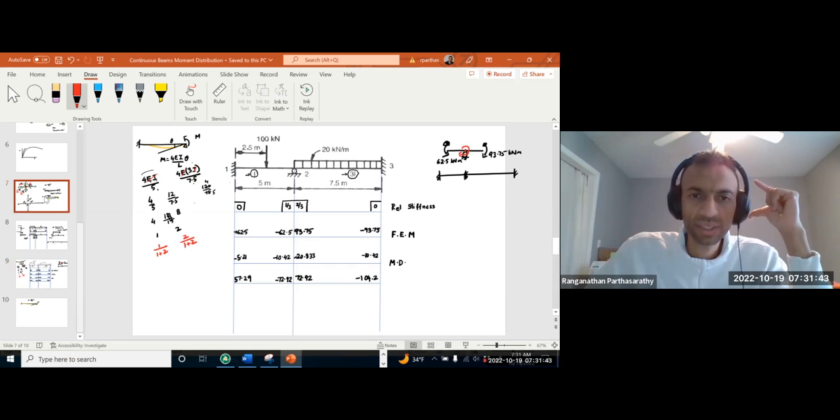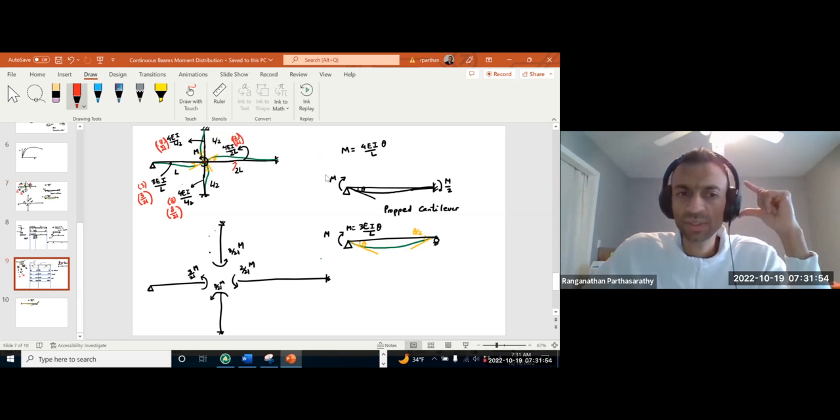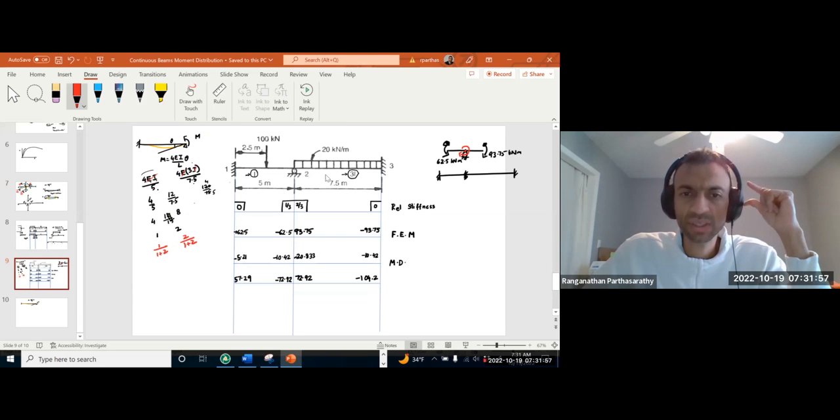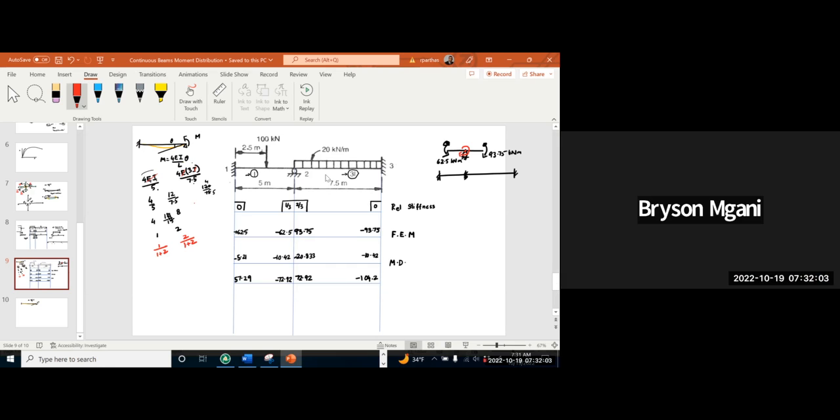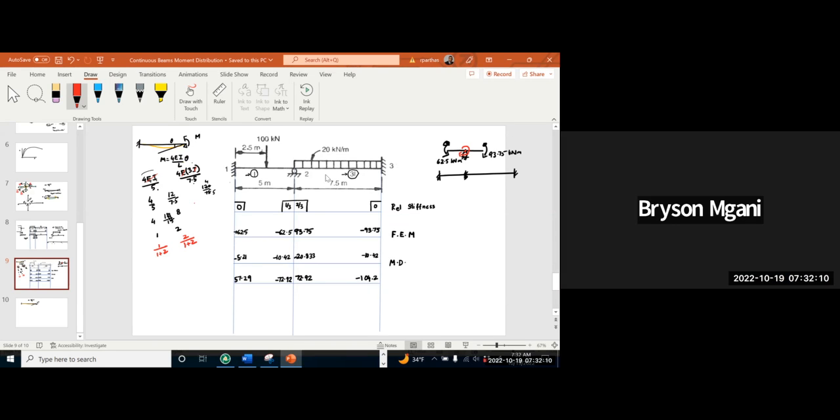And like we saw here, if we apply any external concentrated moment at a joint, that will get distributed in proportion to the relative stiffness. So here our relative stiffness is 1/3 for the left span, 2/3 for the right span. And that moment of 62.5 and 93.75, you get it by looking at the fixed end moments.